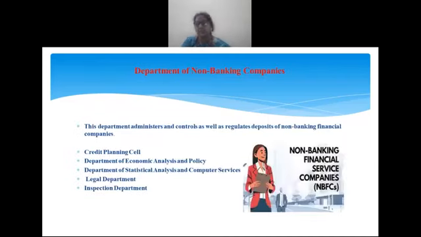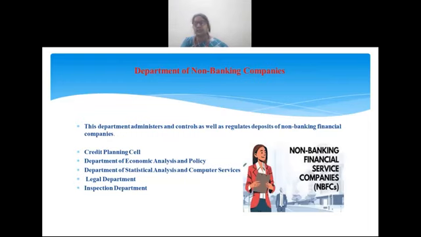Department of Non-Banking Companies. Non-banking companies are certain companies which do not execute banking functions. They have different, non-banking functions, financial services, non-banking financial services, NBFCs. So what are those areas? The Credit Planning Cell, Department of Economic Analysis and Policy.